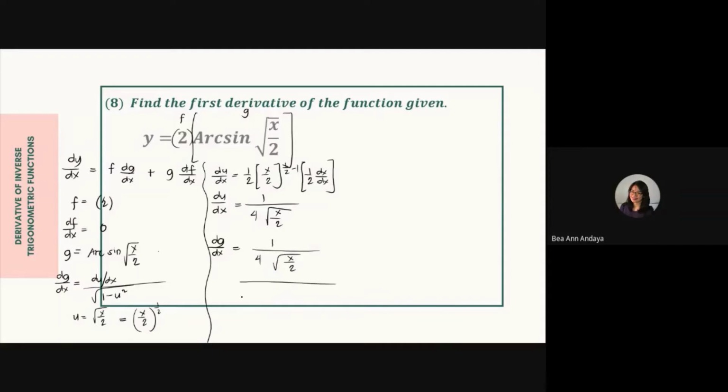divided by the 1 minus u squared daw. Ano yung u? Ito. Square root sa loob, may square root ng x all over 2, and it is further raised to the second power, or this is squared. So, kailangan ulit nating i-simplify para mas madaling gamitin mamaya. The dg all over dx is equal to, this is a denominator, so pwede nating ibabayan 1 all over 4 square root of x all over 2. Ito naman, kung isi-simplify natin to, it's squared, so magka-cancel out yung radical sign.